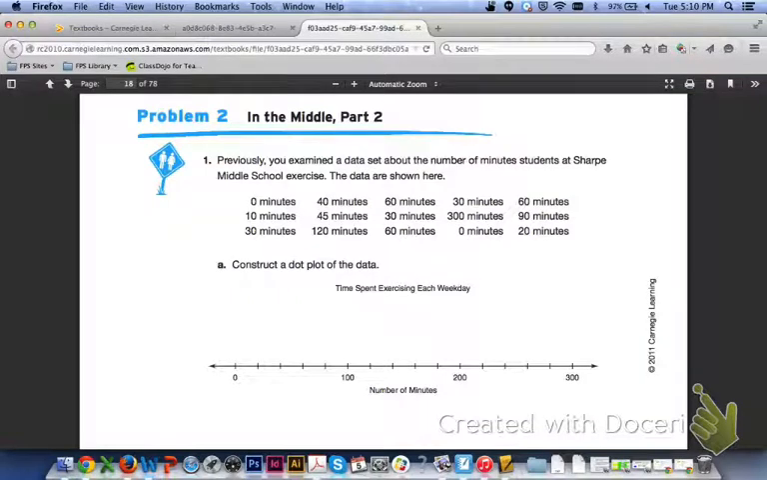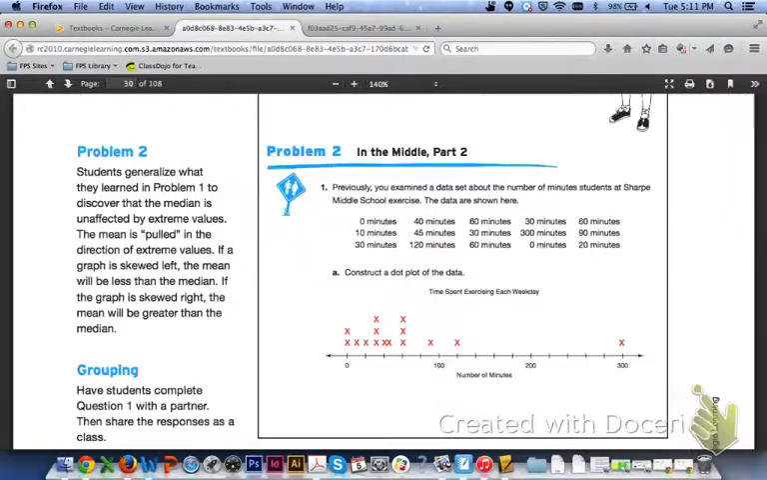Alright, we're going to get rolling here with problem 2. Previously, you examined a data set about the number of minutes students at Sharp Middle School exercise. The data is shown here. Construct a line plot of the data. When you're done, unpause the video.